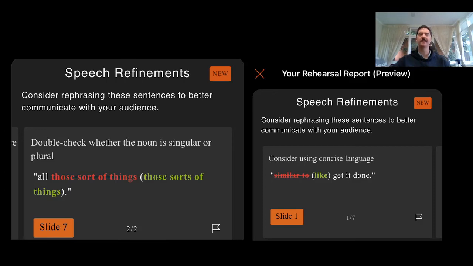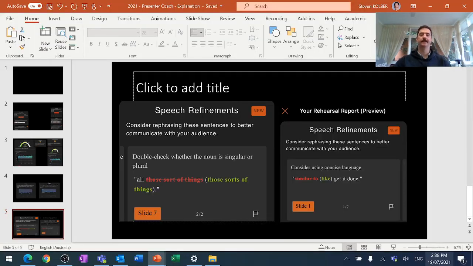Some speech refinements, so obviously with spoken text you're able to repair and fix up what you say, but these give you an idea of how I was speaking and what things I was missing. And that's a kind of summary of what you will get when you're using Presenter Coach.